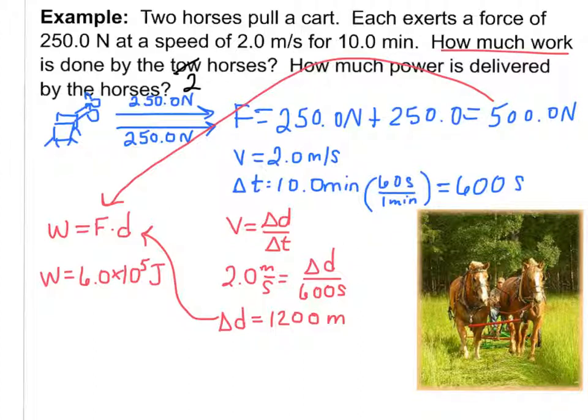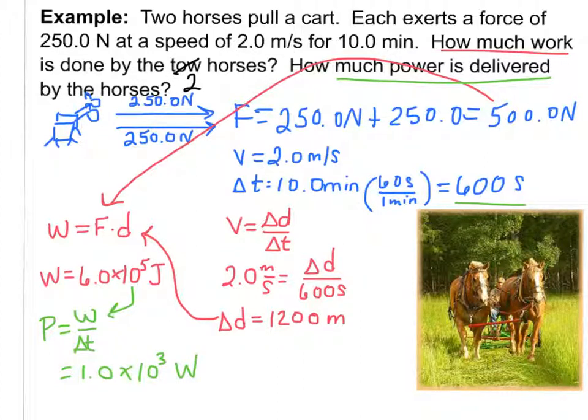The second part of this question asked us to find how much power. So I'm going to use a different color here. How much power is delivered? Well, we know our equation for power is work divided by change in time. We can simply plug our work in here. We know that time is 600 seconds. So when we do the math, that's pretty easy. It's 1.0 times 10 to the third, and that's watts. If we want to convert that to kilowatts, we can at this point. It's just simply 1.0 kilowatts. So there's our work, and there's our power.